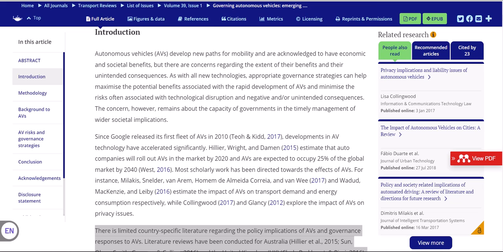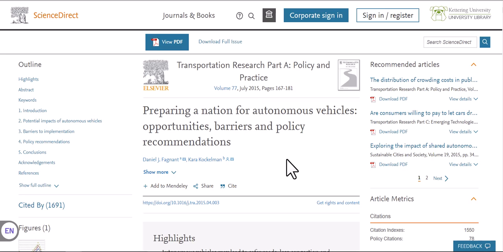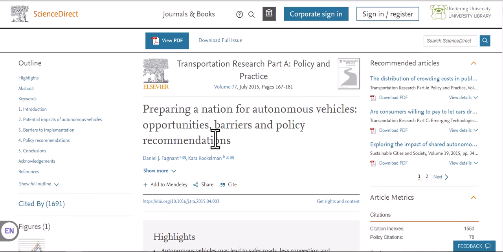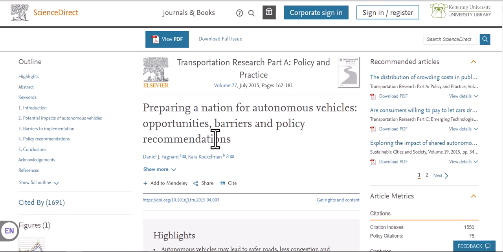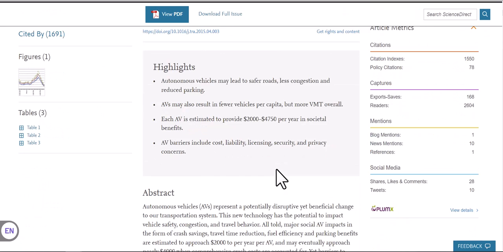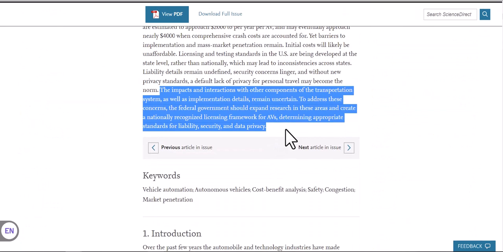Another thing that we like to do is compare to another article that's on a similar topic. So this one is Preparing a Nation for Autonomous Vehicles, and it includes policy recommendations, which is what the primary focus of our original article is. And when I scroll down a little bit, even in their abstract, they're already starting to address some of the same issues about needing to have more government oversight in order to expand research in these areas and create a safer system for autonomous vehicles, determining appropriate standards for liability, security, and data privacy, among other things.